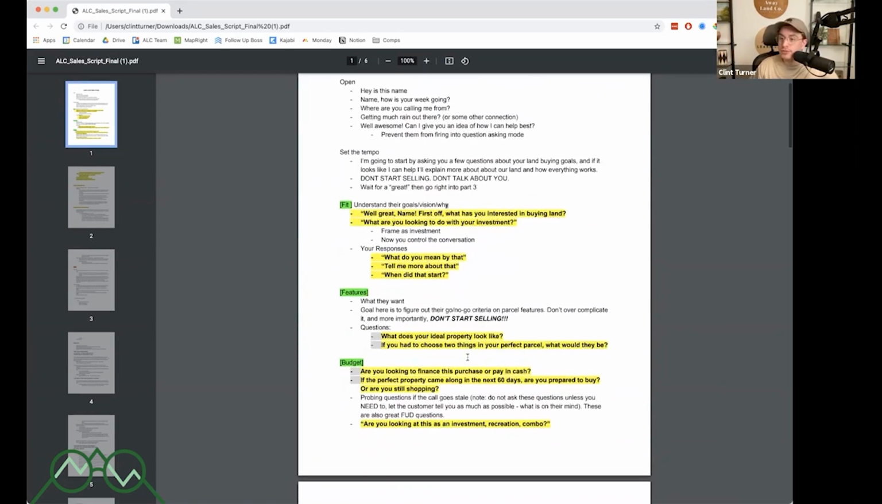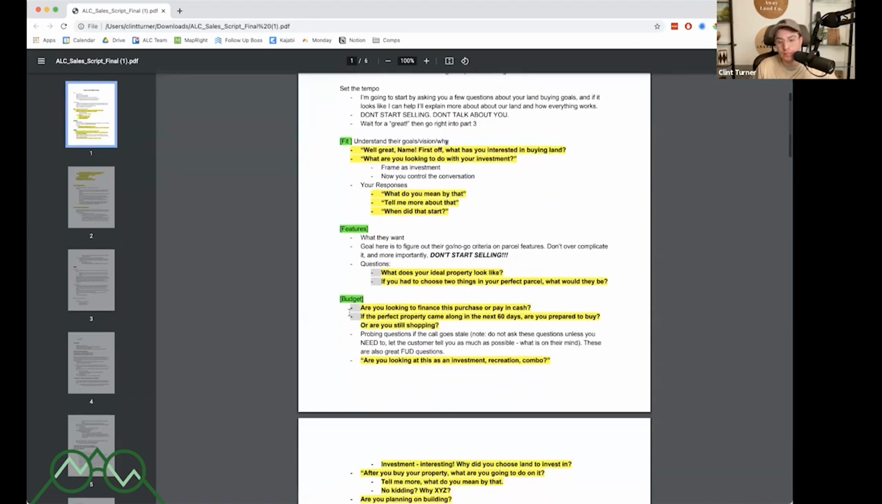Second one, does it have the features? If somebody really wants a well on their property and they don't want to drill it, and your property needs a well drilled, probably not a good fit, right? So you need to address that and figure out if that's a deal killer. If it is, we don't want to do a deal with that person, or we want to shut that down more quickly and not waste time.